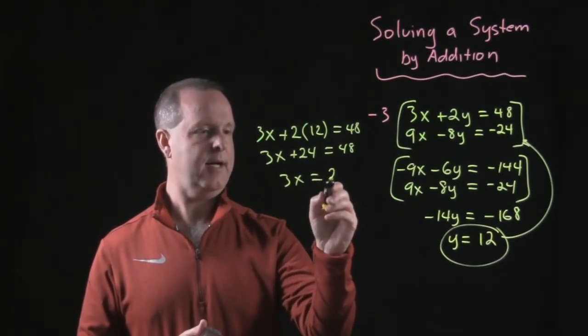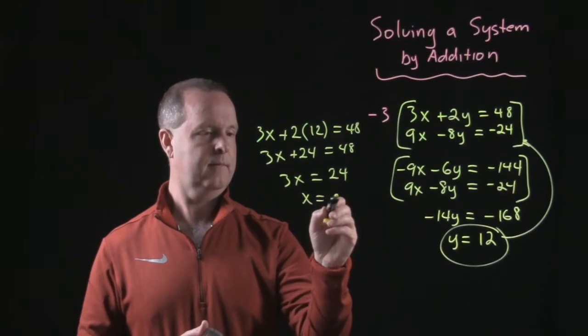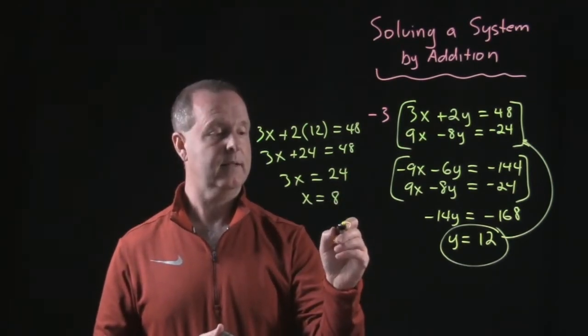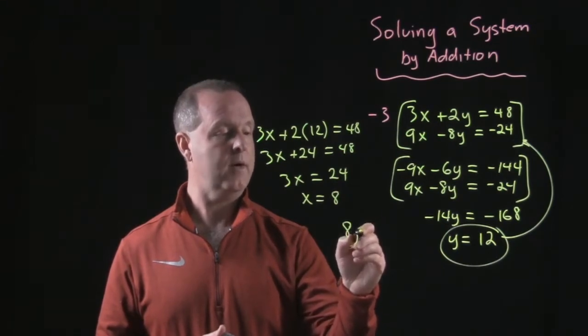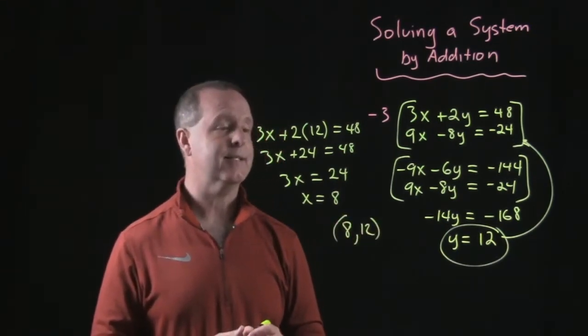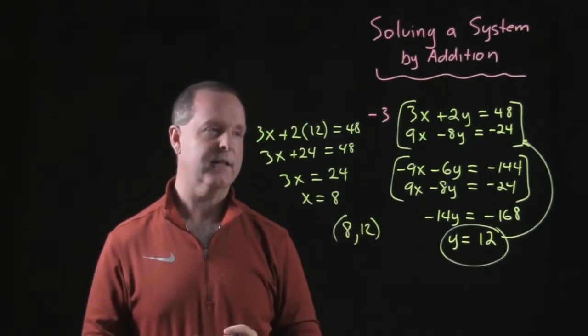Subtract 24 from both sides. And now I have my two values. My x coordinate is 8, my y coordinate is 12. And so the solution to this system is the coordinate 8 and 12.